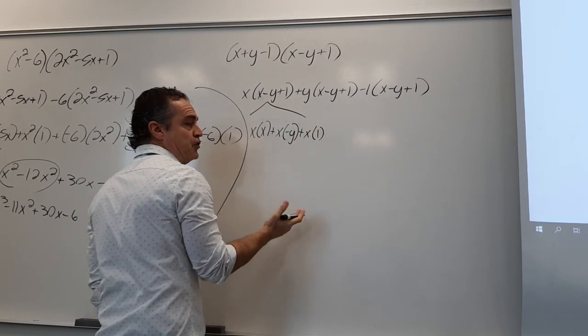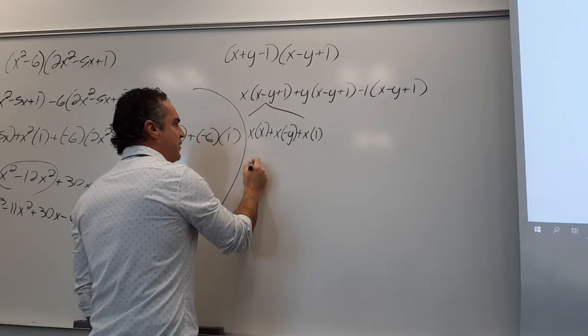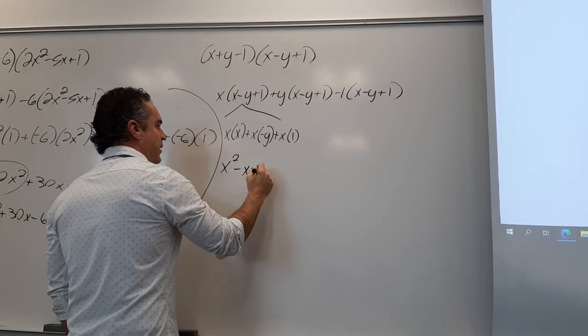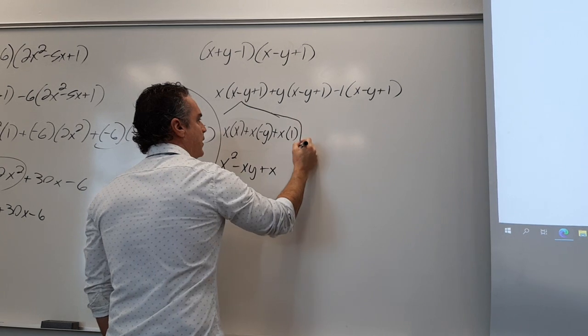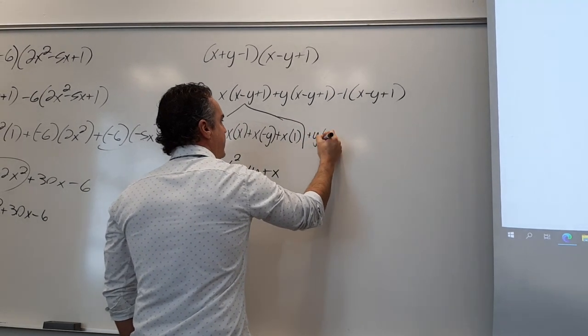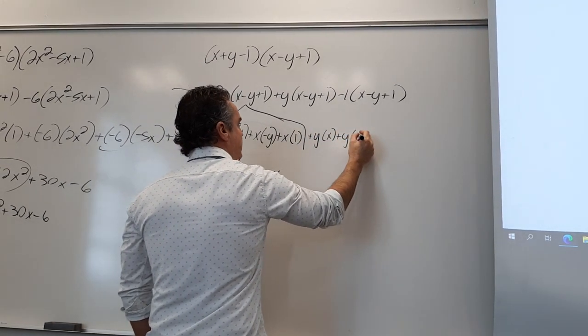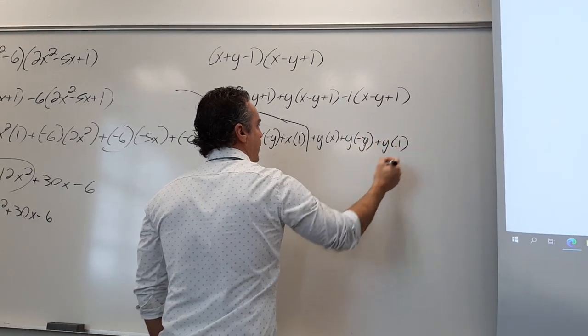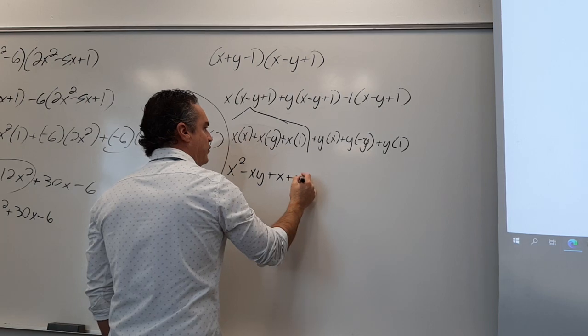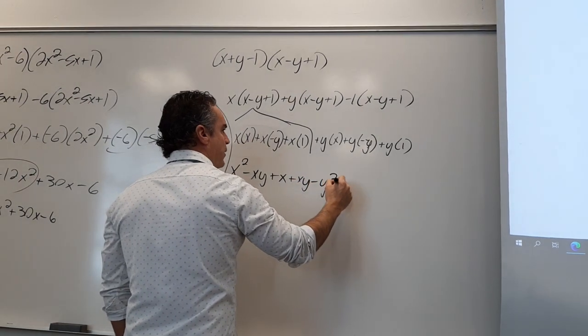That's what that makes. Understood? And that's going to give you x squared minus xy plus x. Agreed? And then this right here is going to give me plus y times x, plus y times negative y, that's a y there, and plus y times 1. And that's going to give me plus xy and minus y squared and plus y.